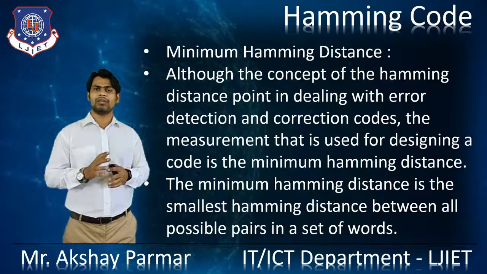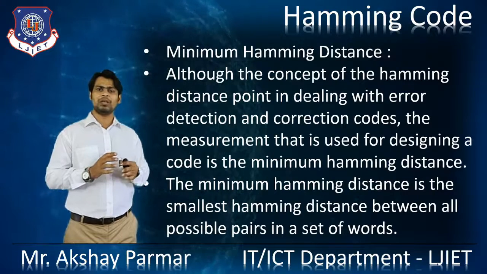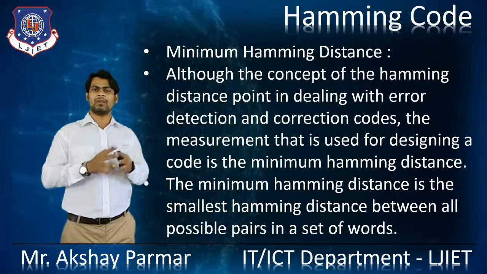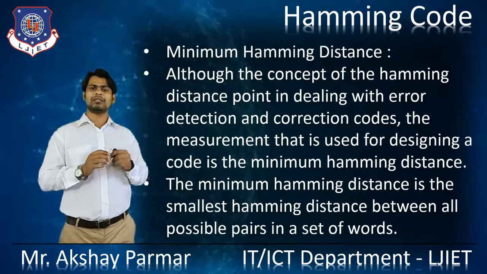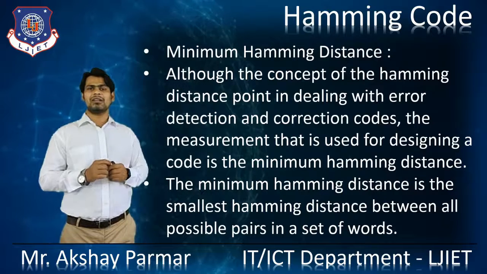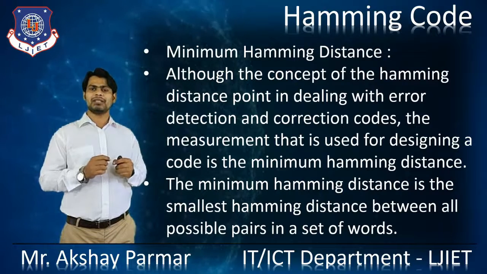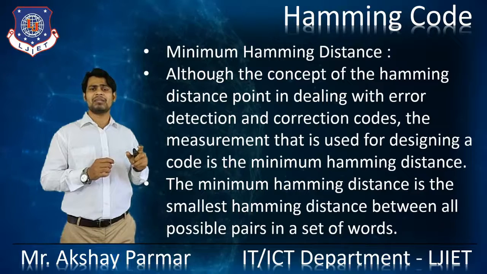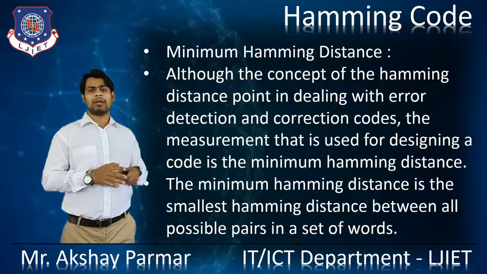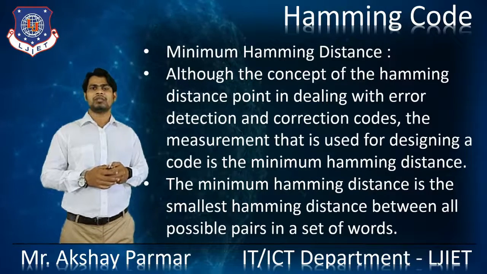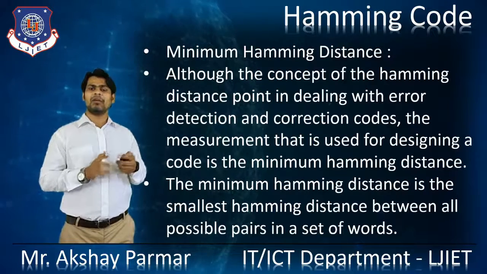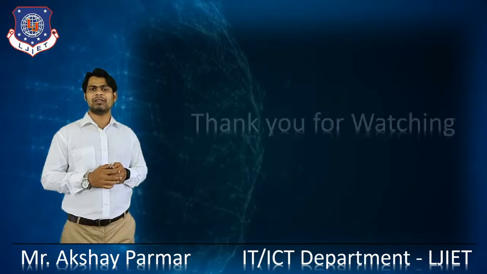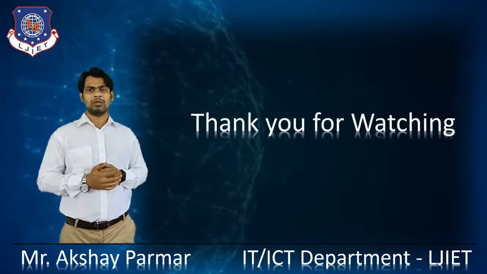The concept of Hamming distance deals with error detection and correction codes. The measurement that is used for designing a code is the minimum Hamming distance. The minimum Hamming distance is the smallest Hamming distance between all the possible pairs in a set of words, right? So that's all about today's session.